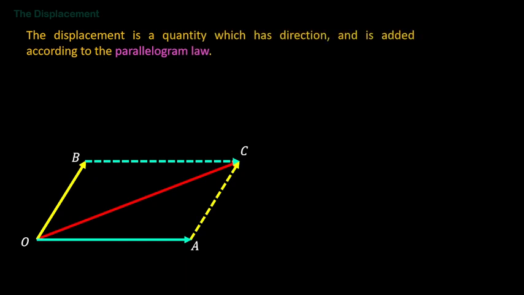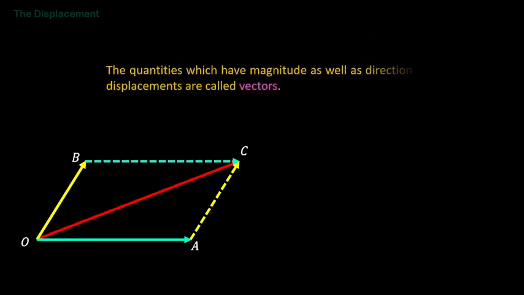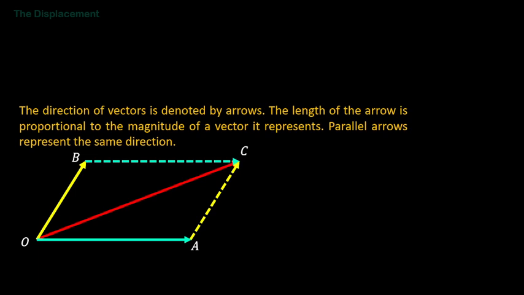The displacement is a quantity which has direction and is added according to the parallelogram law. The quantities which have magnitude as well as direction and are added like displacements are called vectors. The direction of vectors is denoted by arrows. The length of the arrow is proportional to the magnitude of the vector it represents. Parallel arrows represent the same direction.